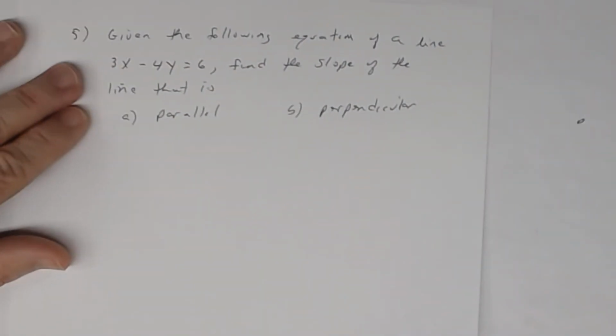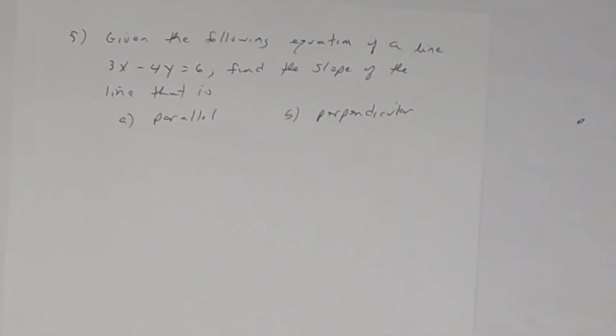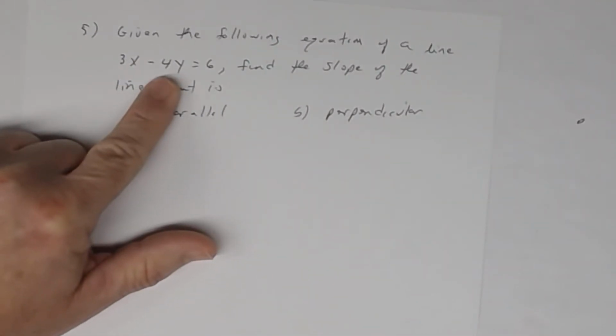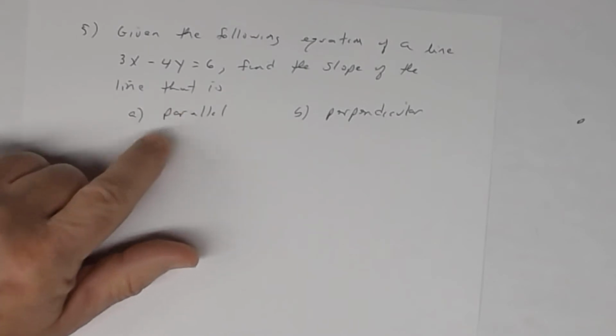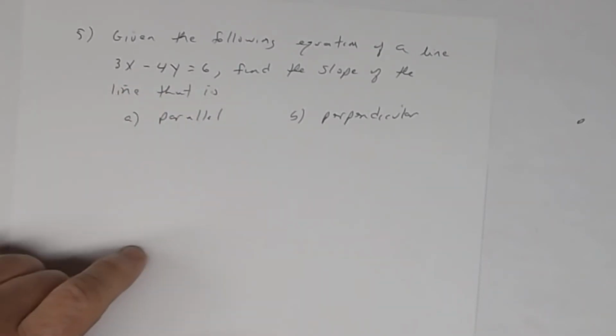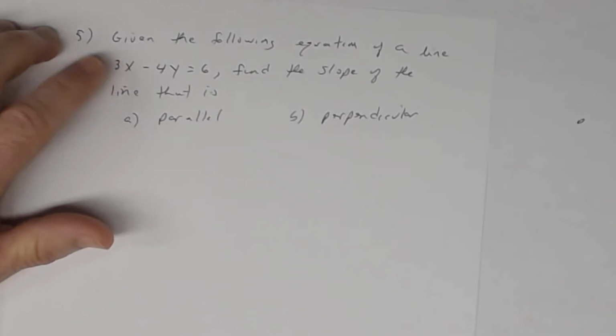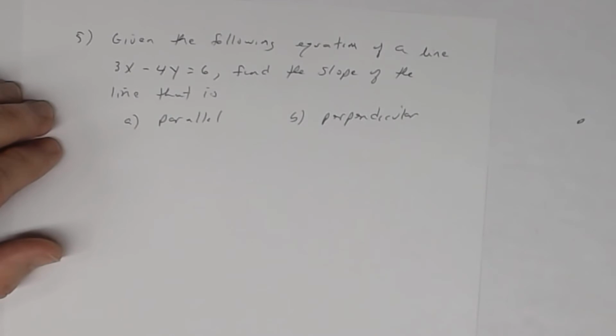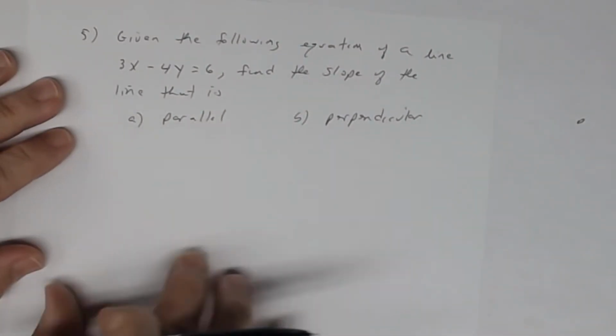All right, number 5. Given the following equation of a line, you want to find the slope of a line that is parallel to this and the slope of the line that's perpendicular to this. Well, first of all, notice you have to find the slope of this line. It's not in slope-intercept form, so you have a little bit more work to do. So let's go ahead and do this work right here.